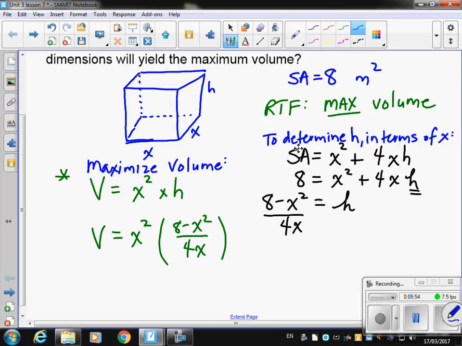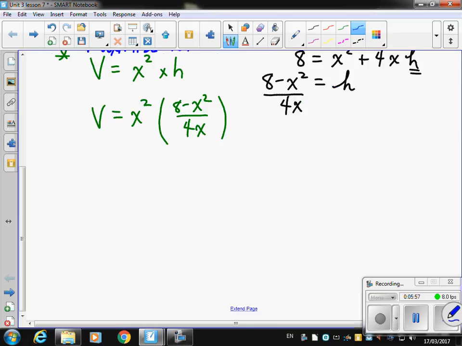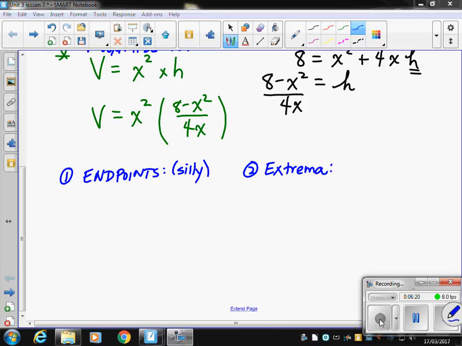So even if it seems silly, we are going to consider the endpoints, and we are going to consider the extrema. For some word problems, especially in grade 12, some of the endpoints will seem silly, but that's okay. We're going to consider them anyways. Sometimes a company would give you restrictions on how small or large the sides could be, or how expensive they're willing to pay for the amount of wood and whatnot.